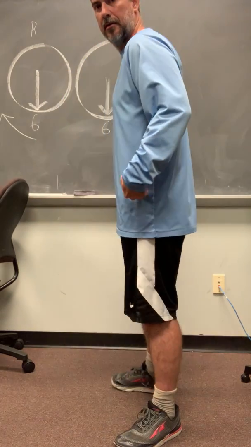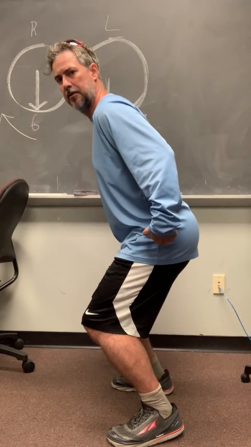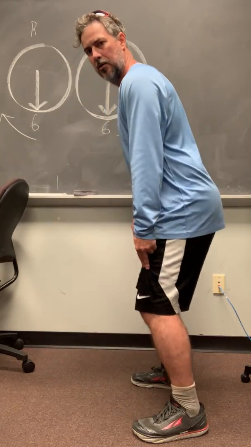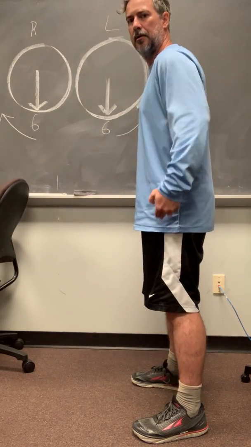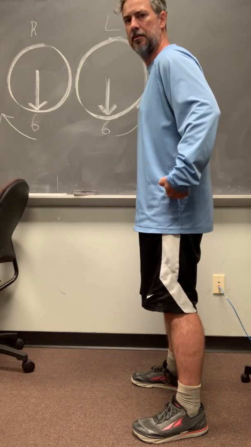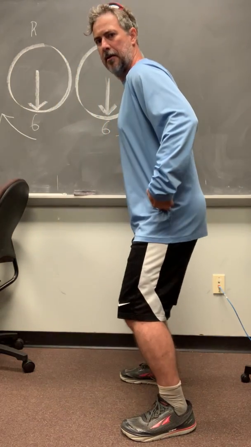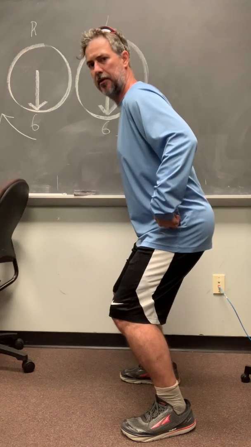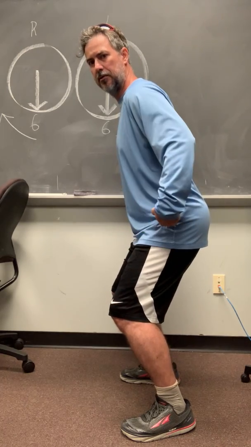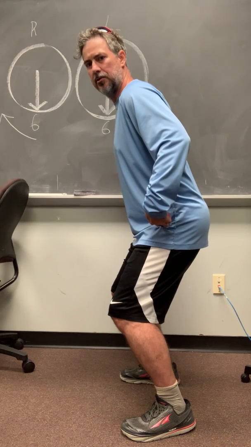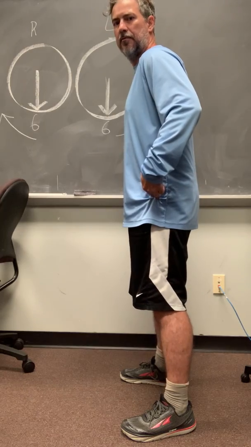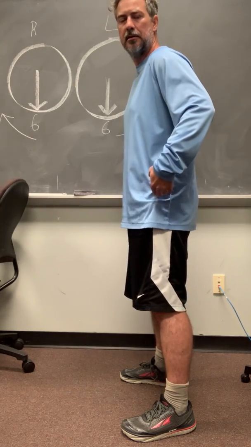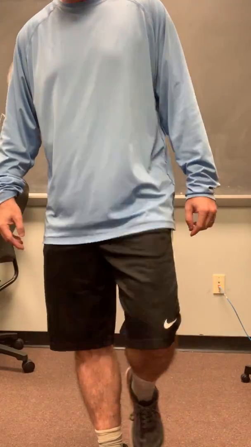Sagittal plane stuff. What's this at the hips? What's this at the knees? What's this at the ankles? What about coming back up? Ankles, knees, hips. Let's do it together. Analyze motion joint by joint. What did my hips do? Bilateral hip flexion. What did my knees do? Bilateral knee flexion. What did my ankles do? Bilateral ankle joint dorsiflexion. Coming back up, plantar flexion of my ankles, extension of my knees, extension of my hips.